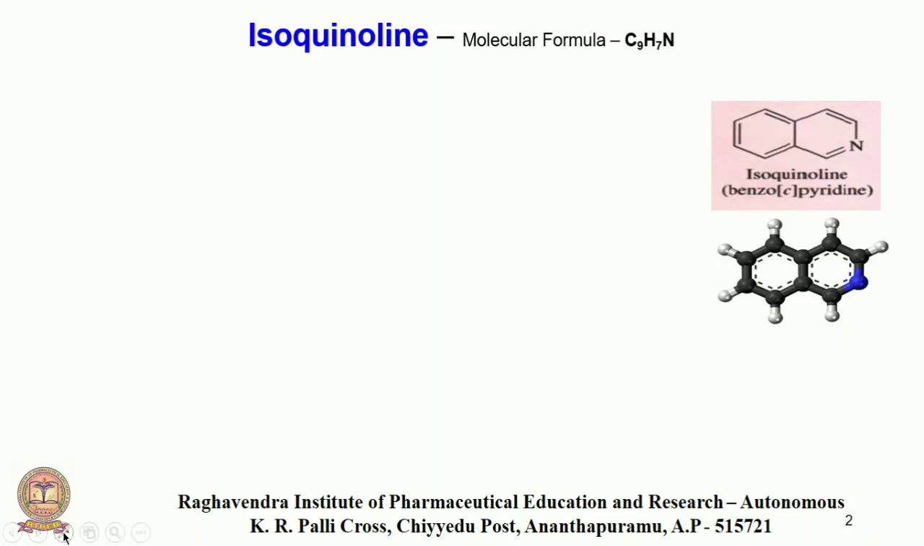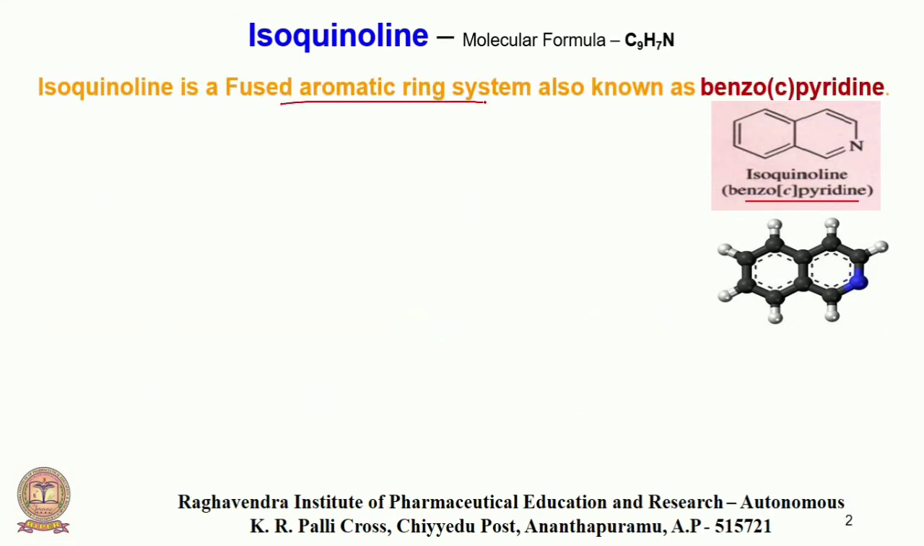See, the structure of isoquinoline has the same molecular formula, C9H7N. It is a benzo[c]pyridine, as we saw that quinoline is a benzo[b]pyridine. So isoquinoline is a benzo[c]pyridine, a fully fused aromatic ring system. The a bond of pyridine is the bond between N and C2, then the b bond and the c bond. The c bond of pyridine is fused with the benzene ring. That's why it is called benzo[c]pyridine.